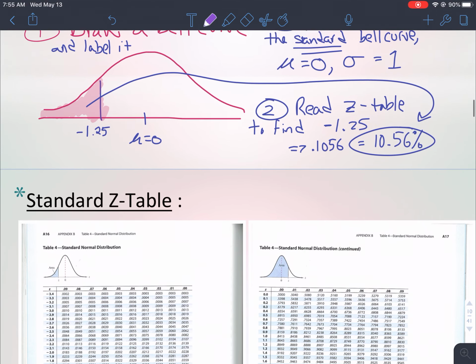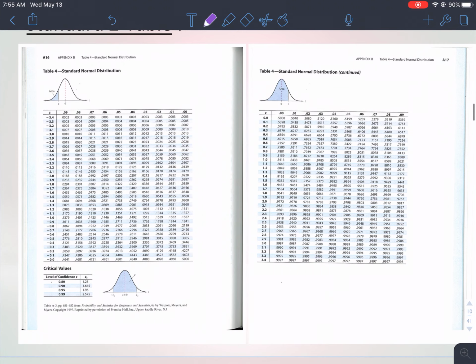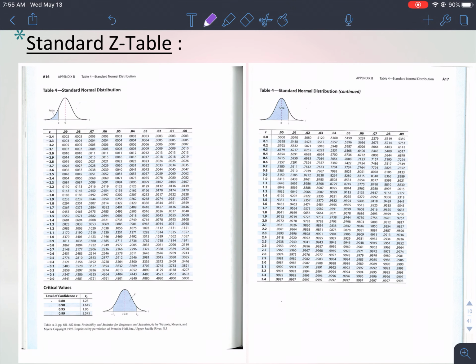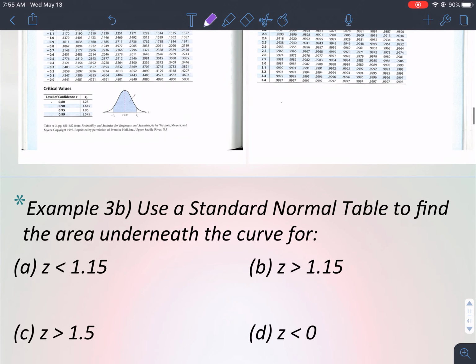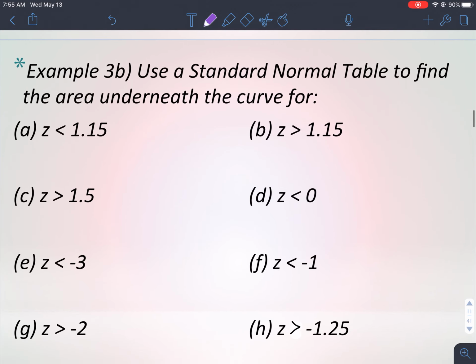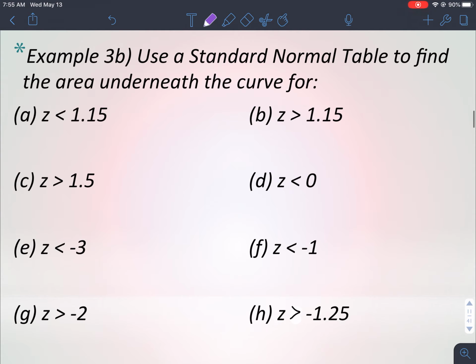And we're trying to find areas underneath the curve using a standard z table. You can find this table online somewhere, or any statistics textbook has a standard z table. So let's start off with a few examples. Use a standard normal table to find the area underneath the curve for z is less than 1.15.